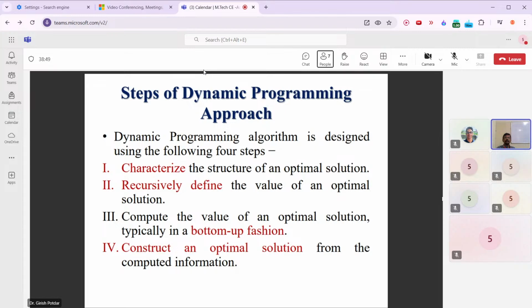So, just to reiterate, the first step is to characterize the structure of an optimal solution. The second step is to recursively define the value of an optimal solution. The third step is to compute the value of an optimal solution, typically in a bottom-up fashion, but that is not a thumb rule. And finally, construct an optimal solution from the computed information. So these are the four basic steps used when we want to design a dynamic programming solution.